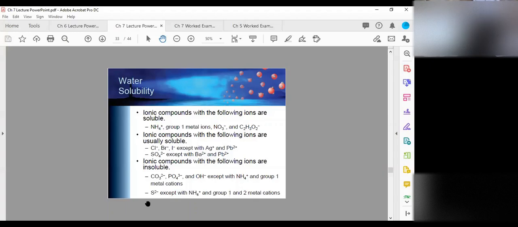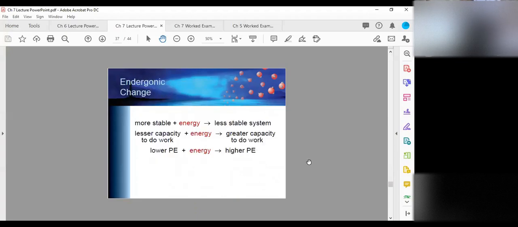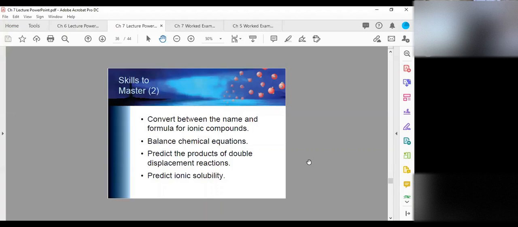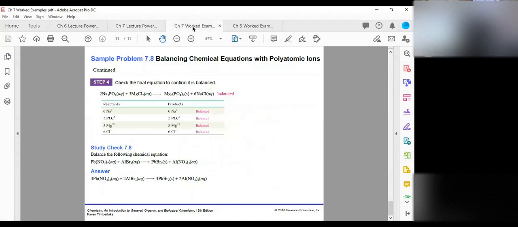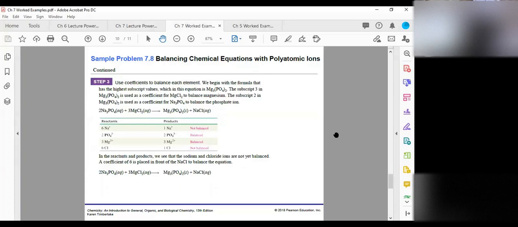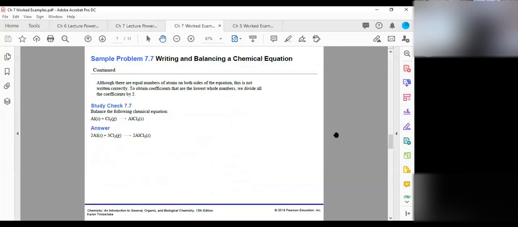So these solubility rules, it's very important for you to be familiar with in order to figure out whether the compound's physical state is solid or aqueous. And actually in some of the questions in the homework, you will be asked to predict whether it's aqueous or solid. So here's an example where we already dealt with those equations previously.